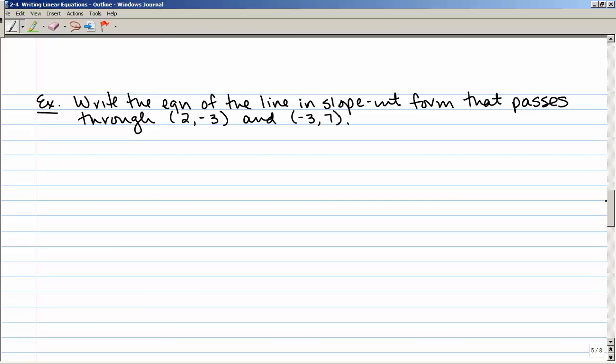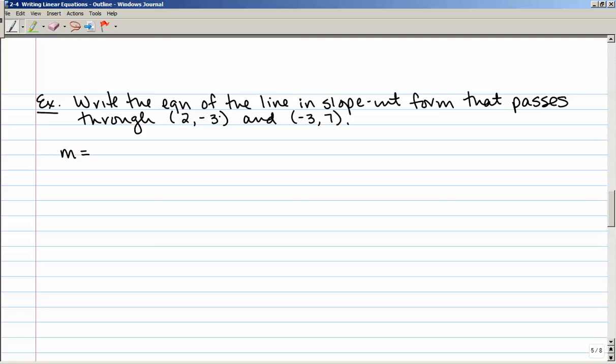Here's an example where I don't have the slope, but I'm given 2 points. This says, write the equation of the line in slope-intercept form that passes through the point (2, -3) and through the point (-3, 7). So I have 2 points, but what I don't know is the slope.